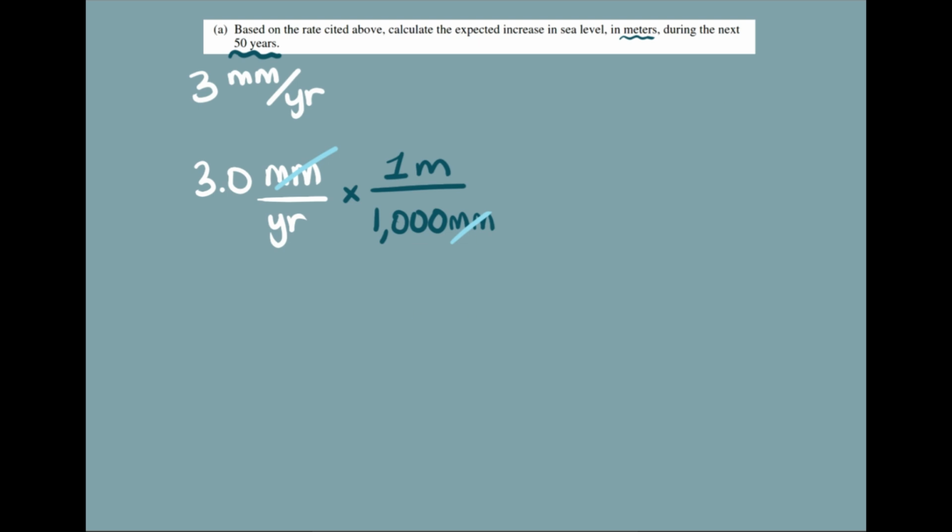So then the last step to this problem is that I multiply it by that 50-year time. So times 50 years. We're going to put that into a calculator or do it in your head if you're good at math in your head. And so what we should end up getting is 0.15 meters. So our years cancel out. We're left with meters on top. And that is our answer.